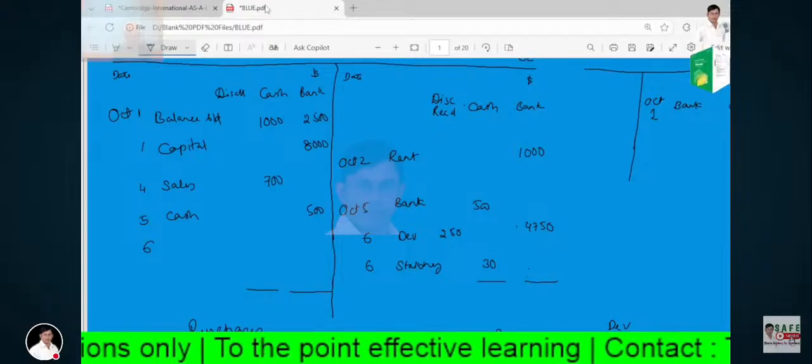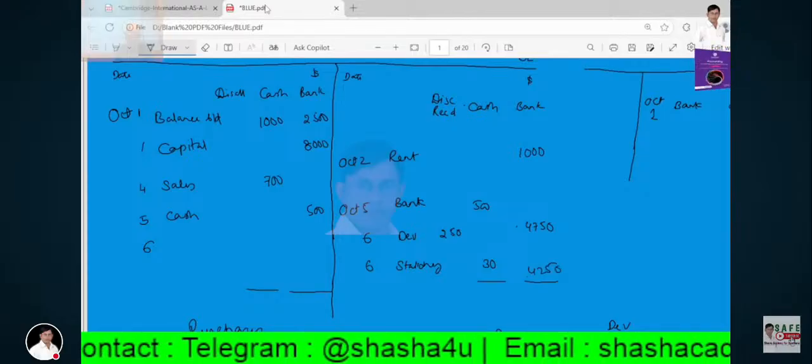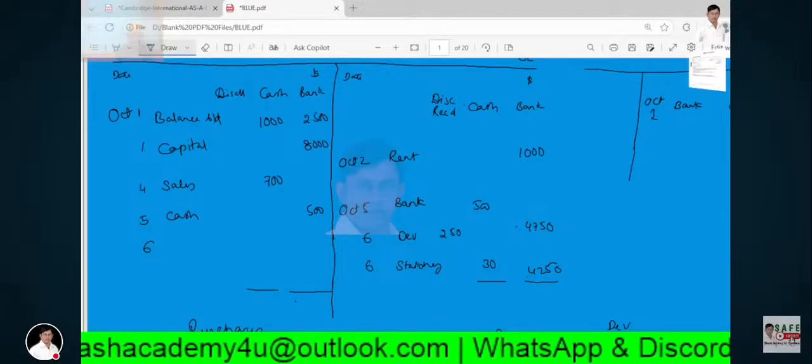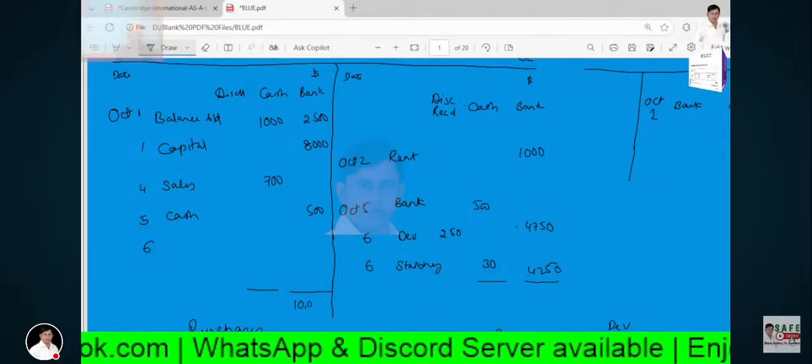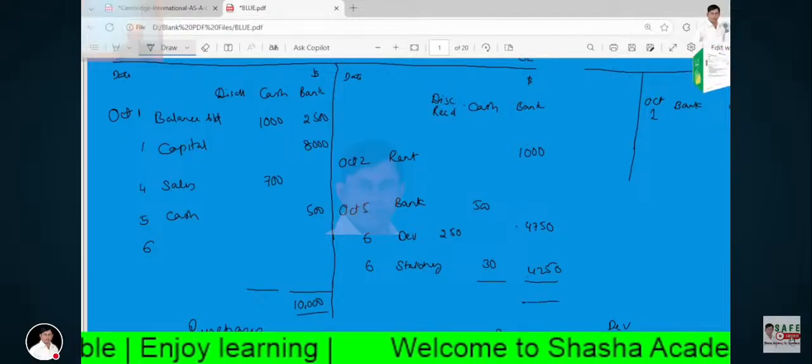4,250. You have to write here, so that the total on both the sides becomes the same. So this side is also 10,000. This side is also. So now, sales account.